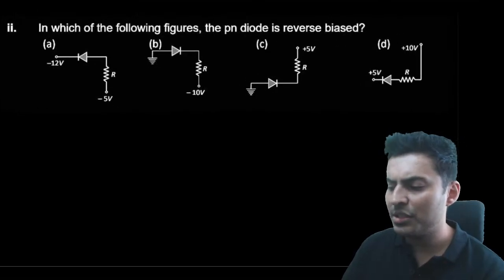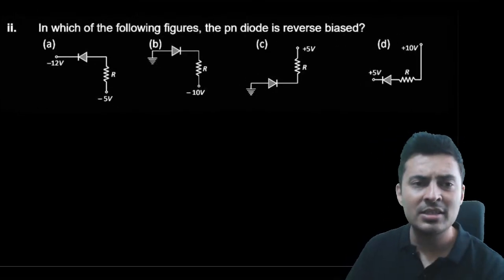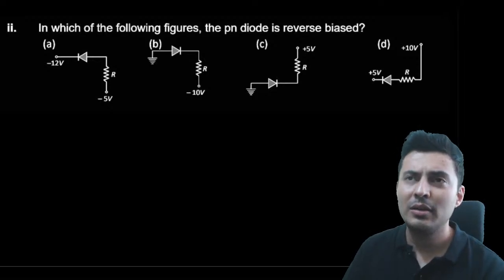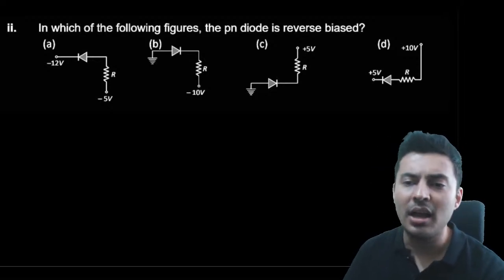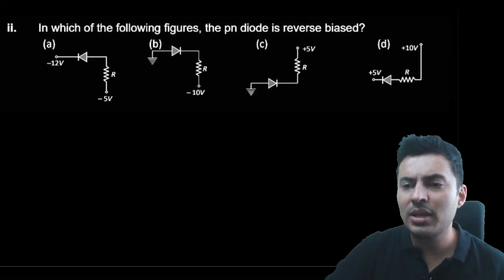In which of the following figures is the PN junction reverse biased? Reverse bias means the P side should be connected to a lower potential, and the N side should be connected to a higher potential.